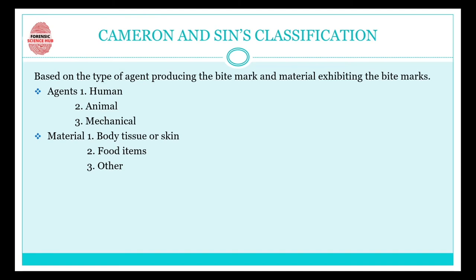Cameron and Sims' classification is based on the types of agent producing the bite mark and the material exhibiting the bite mark, or material on which the bite mark is made. So agents can be of three types. The agent can be a human, the agent can be an animal like a dog, cat, etc., or the agent can be mechanical, that is any inanimate object. Now if you talk about the material on which the bite mark is formed, then that can be a body tissue or skin. It can be any food item like for example cheese, chocolate, apple, right? Or it can be any other item.